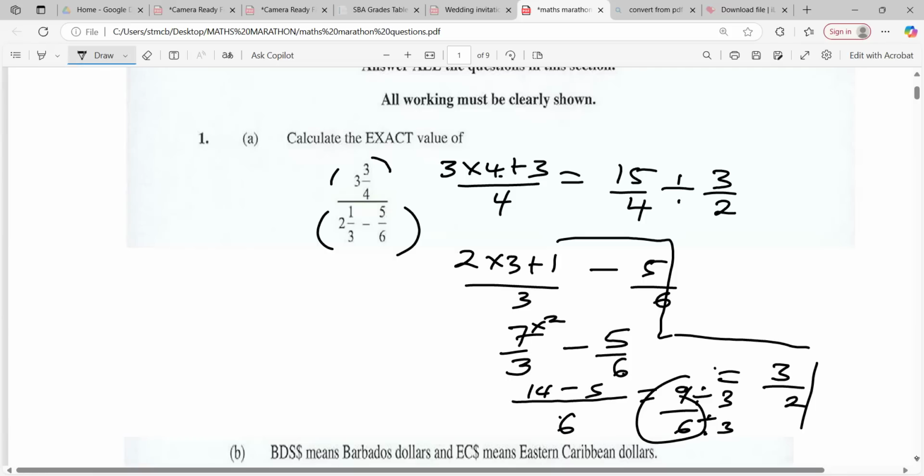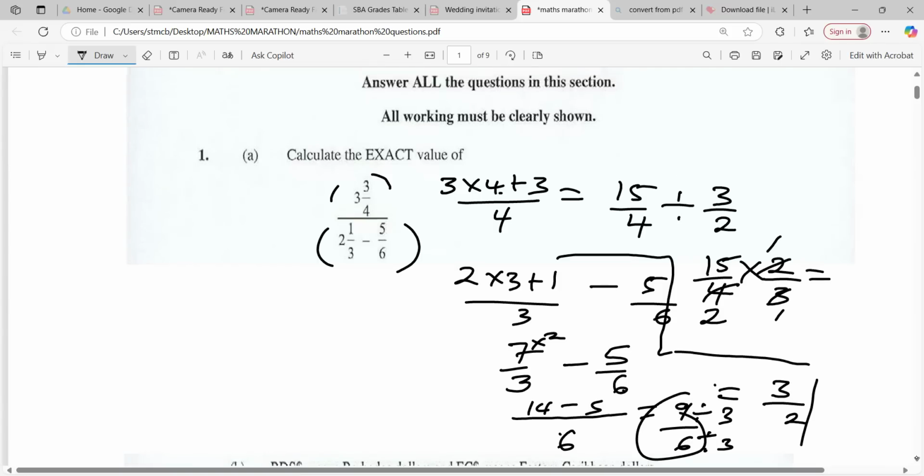The rule says, write back the first fraction, change the division to multiplication, but we have to reciprocate. Go cancel down here now. 2 into itself, 1. 2 into 4, 2. And then 3 can cancel into this as well.